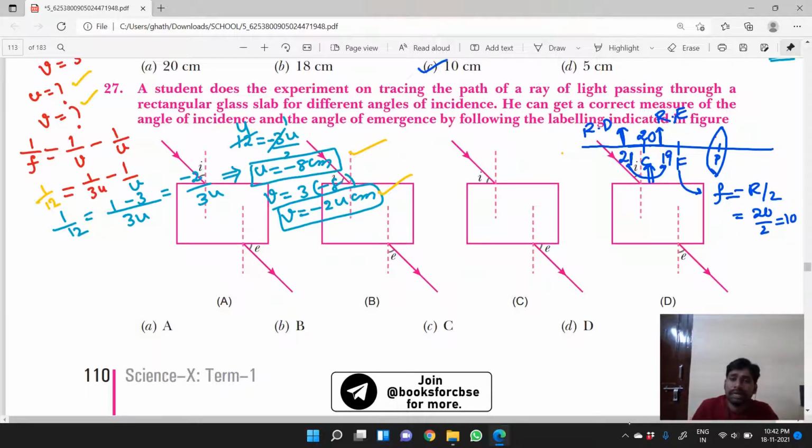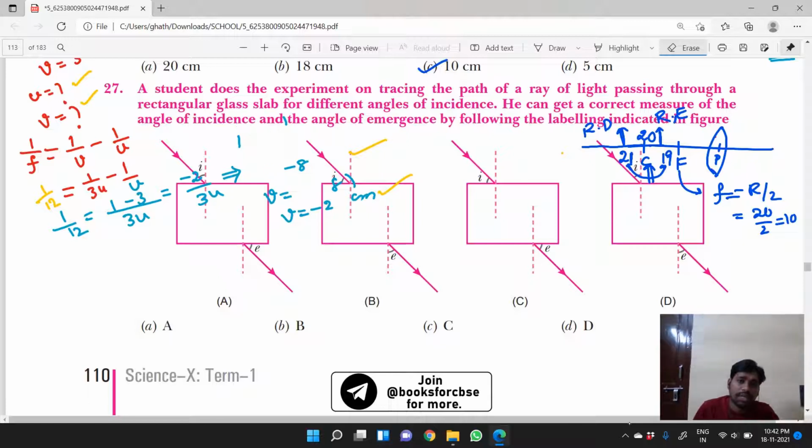labeling in the figure. Labeling, he said. He is asking about the labeling. So let's look at that. Labeling, see, angle of incident as well as angle of emergence is always measured with respect to normal but not with the surface. That point you have to remember before going to answer this question.